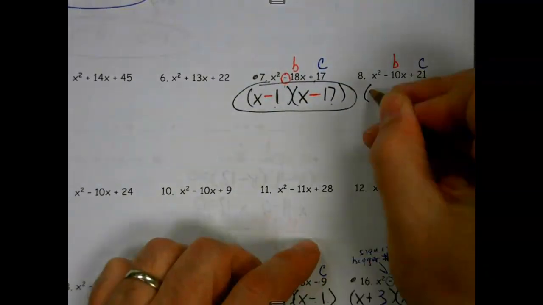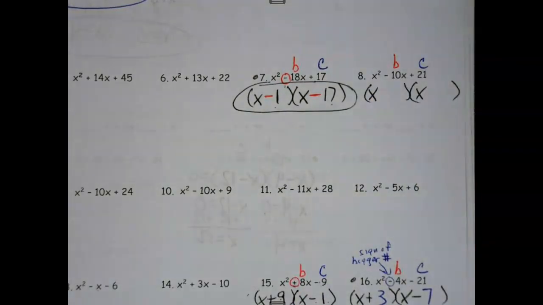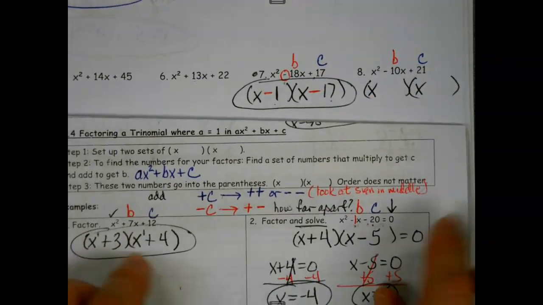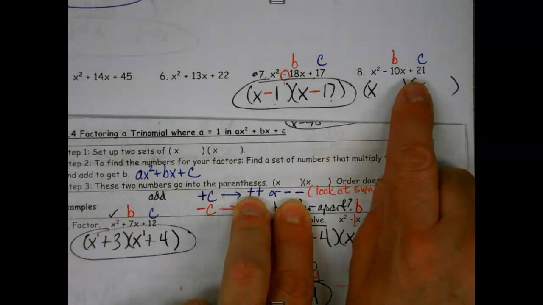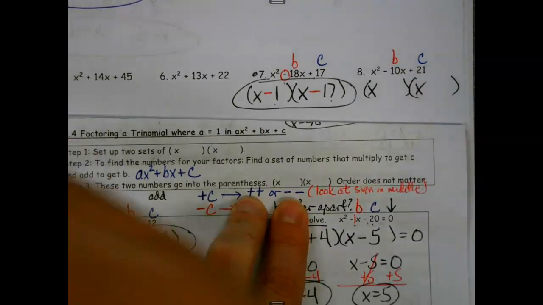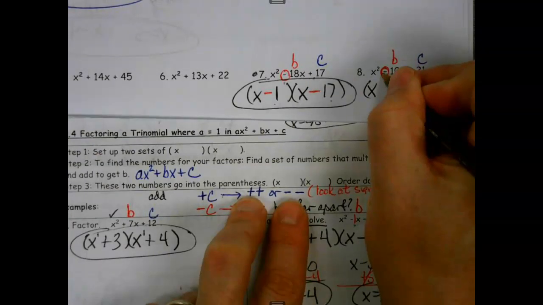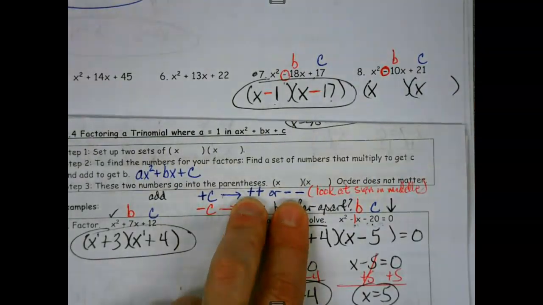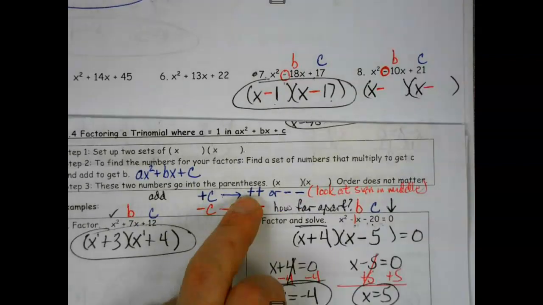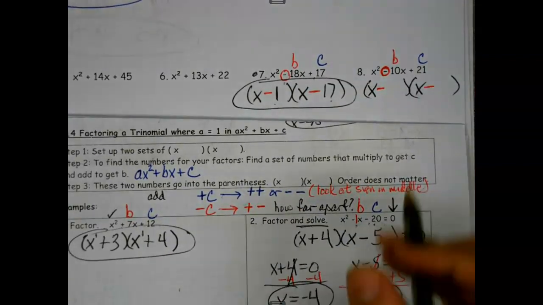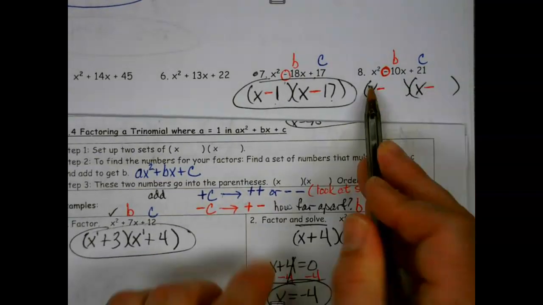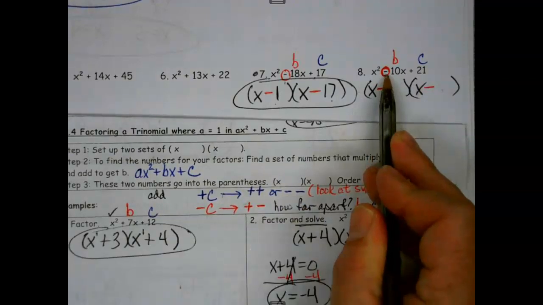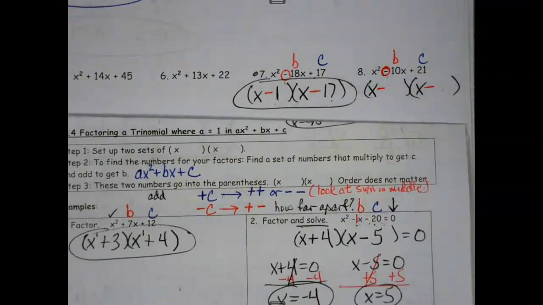Our parentheses and our X's. Okay, first thing. My C value is plus. So the signs are going to be the same. Okay, what sign am I using? I'm using the sign of the middle number. If the C value is plus, these are going to be the same. They're either both going to be plus or they're both going to be minus. And the middle sign is going to tell you which one.